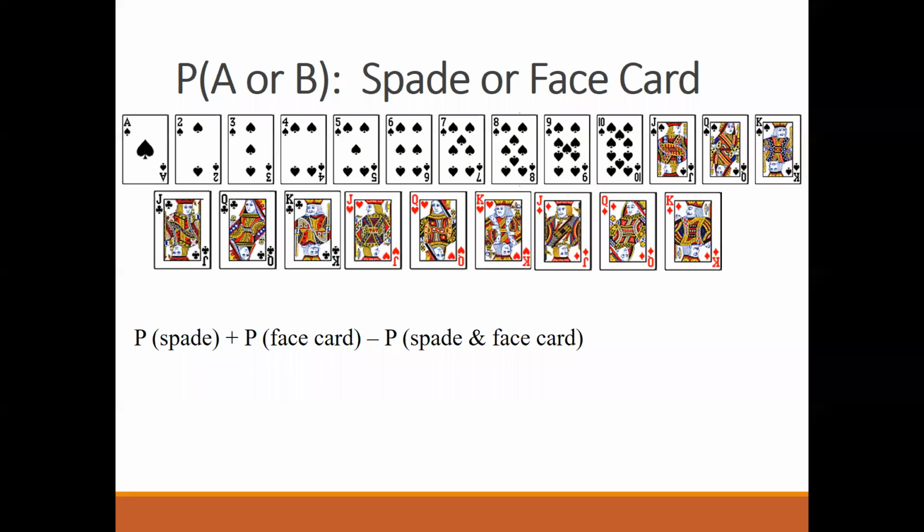Now, if you look at the number of spades, there will be 13 spades. Plus, how many face cards do we have? 16 by 52. 16 by 52. Anyone else with the same answer or a different answer can speak up?